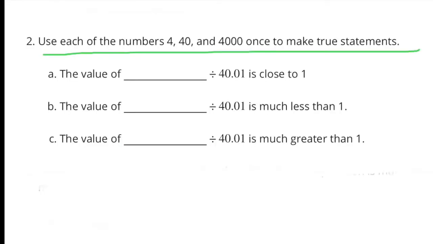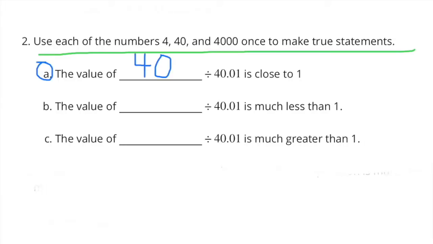Number 2, use each of the numbers 4, 40, and 4,000 once to make true statements. A. The value of 40 divided by 40 and 1/100th is close to 1. This is true because the dividend and the divisor are close in value.